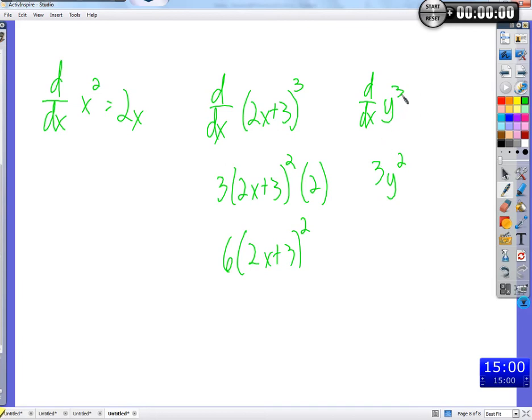So by the chain rule, we would just take 3 times whatever that function is squared times the derivative of y. You can write it like that. Would the derivative of y just be 1? With respect to y it would be, but with respect to x, we don't even know what it is. We just write dy dx. Same thing, different notation. But this notation helps us out.